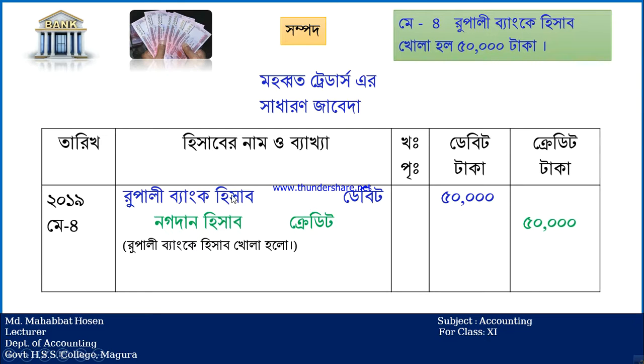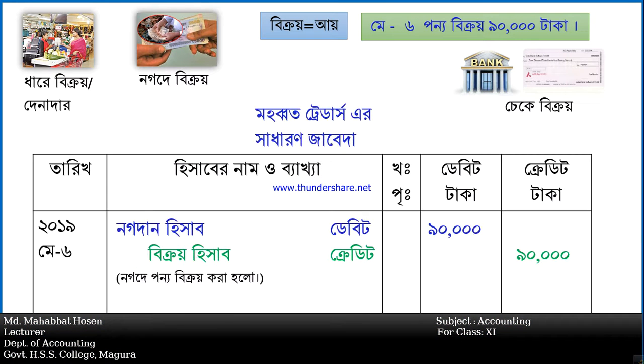However, in this case, Rupali Bank is an organization or a person. It receives the benefit. That means Rupali Bank will be debit, and assets means cash. Assets has decreased or gone out from the business. In this case, cash will be credit 50,000. Rupali Bank debit, cash credit, because the account has been opened by cash amount.